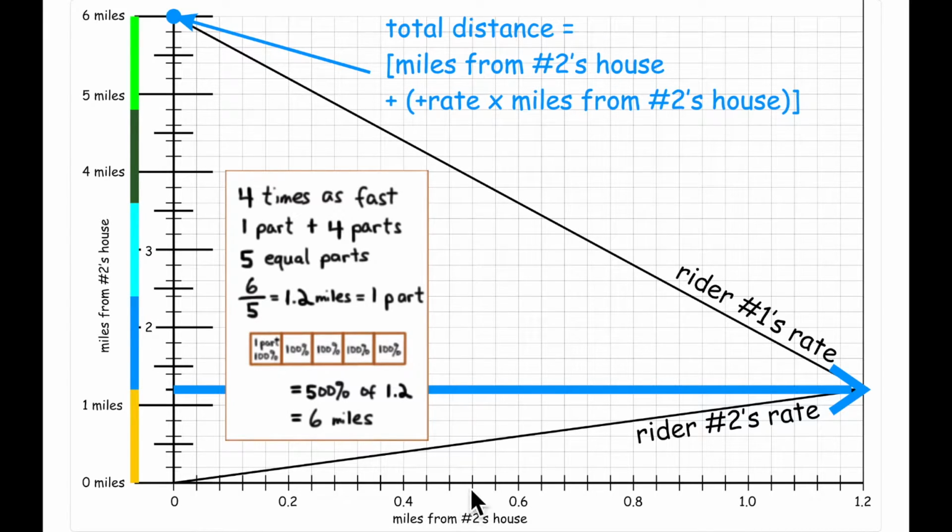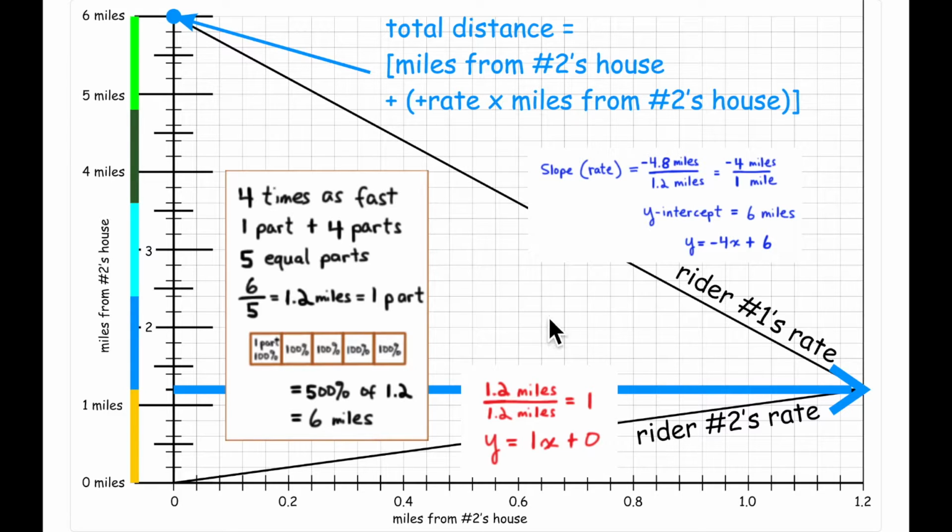I'm going to figure out a rate that increases this number of miles to the total number of miles along this axis. So now work through the algebra. This equation here has a slope of 4. This equation here has a slope of 1.